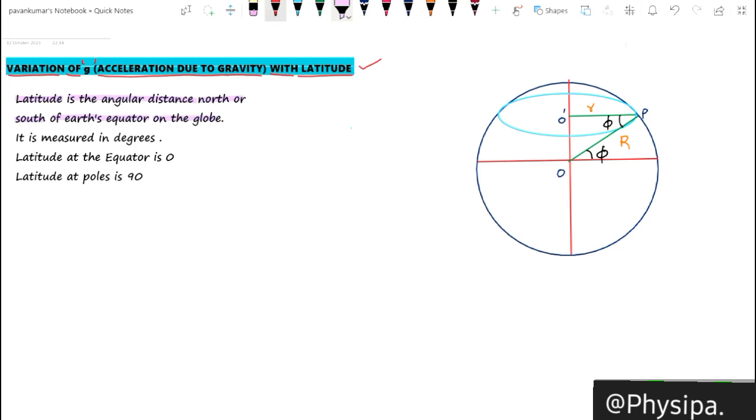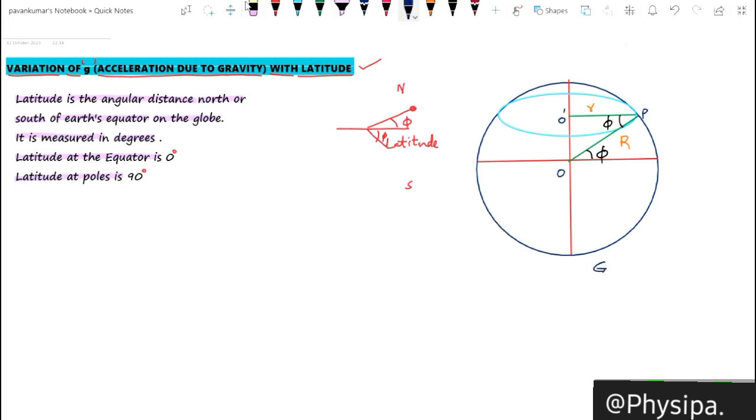Let us consider an equatorial line, and here a particle is situated. The angle made by the radius with the equator is called latitude. Latitude can be taken with respect to north or south. The latitude is measured in degrees. At the equator, latitude is 0 degrees. At the poles, the latitude is 90 degrees.